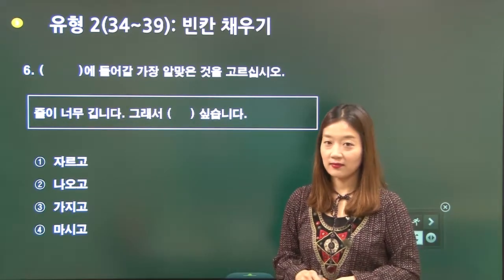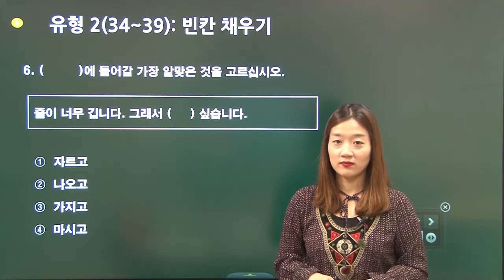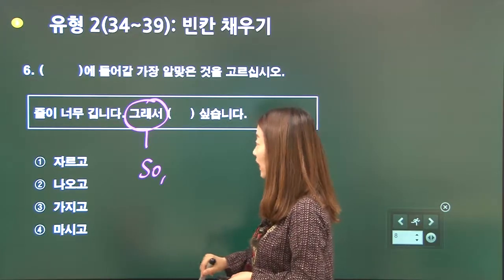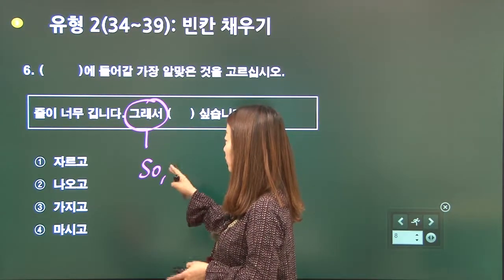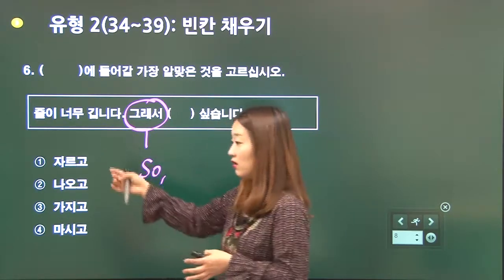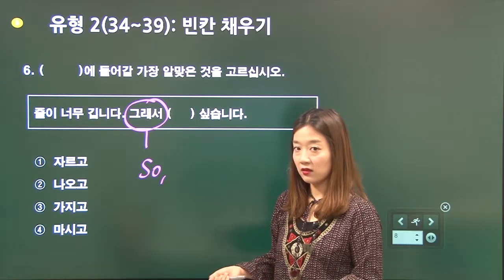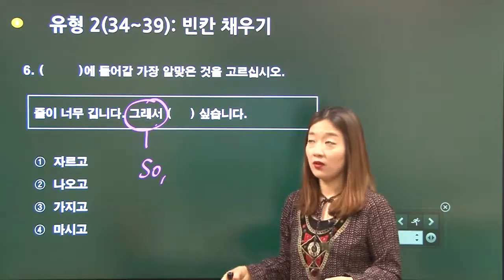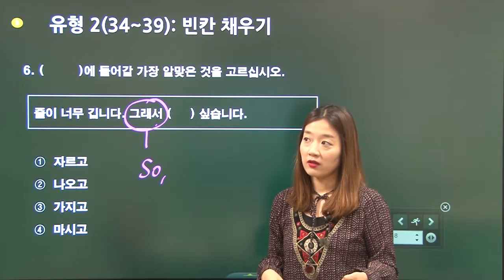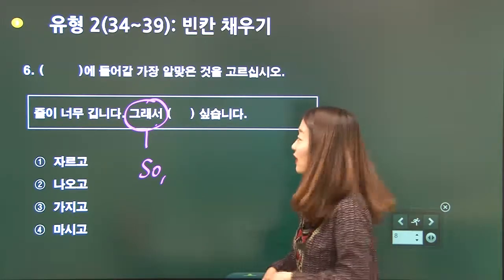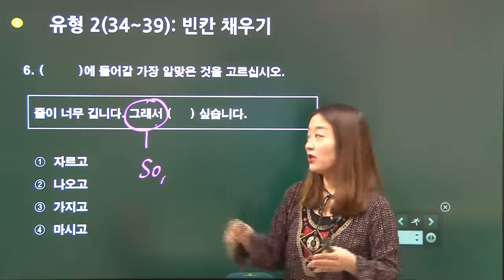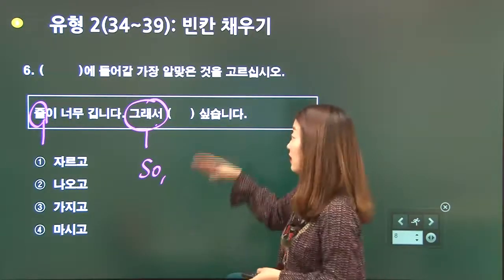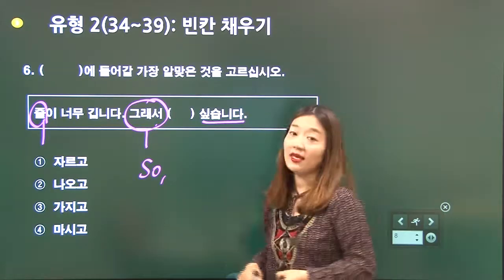Let's move to number six. 줄이 너무 깁니다. 그래서 땡땡땡 싶습니다. Okay, I'll let you know that 그래서 means so. The sentence before it will always be the reason or excuse. And after the sentence with 그래서, there is always a result or something like that. Here we go. 줄이 너무 깁니다. 줄 is a string, a line, right? 그래서, so, 싶습니다. 싶다 means want.